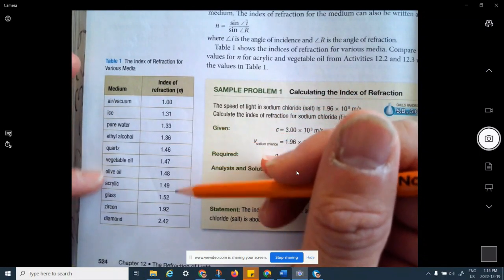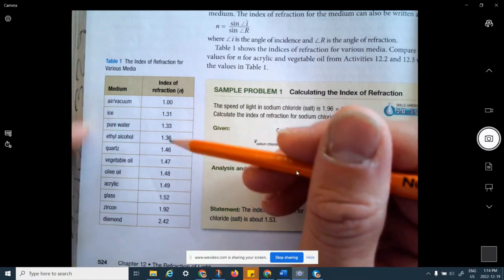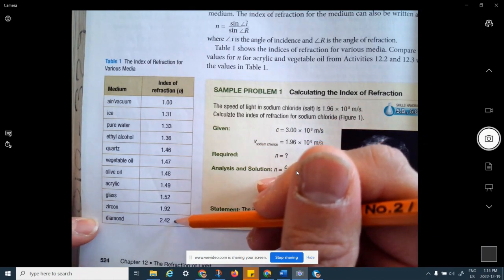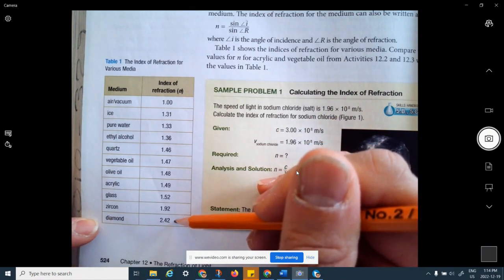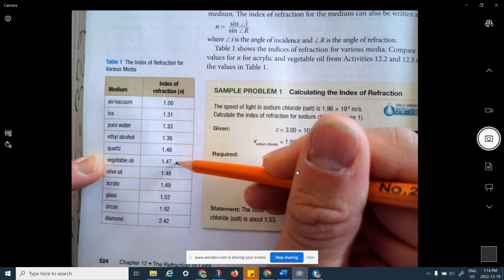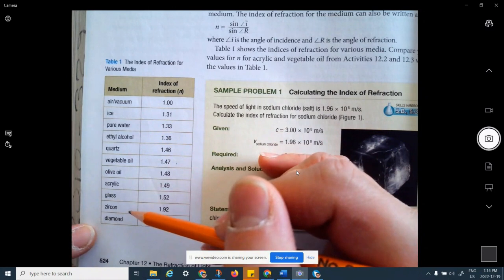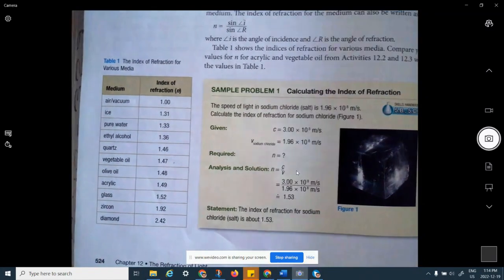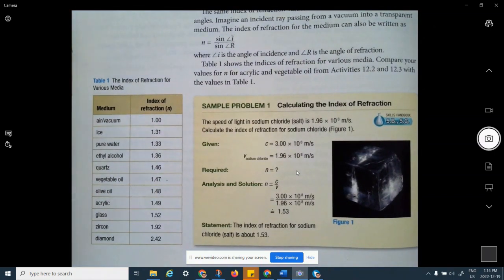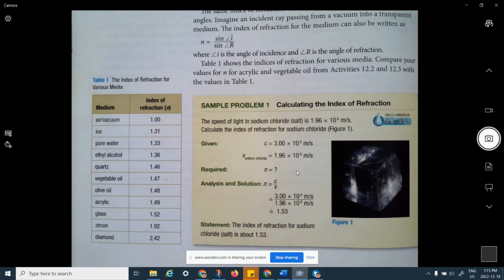the more optically dense the object is, basically the slower the light will go through that object, the bigger the number will be. So light will go through diamond a lot slower than if it goes through vegetable oil, so to speak. You do not need to memorize the order of this either. If a question ever came up that you need these numbers, I will provide them to you.